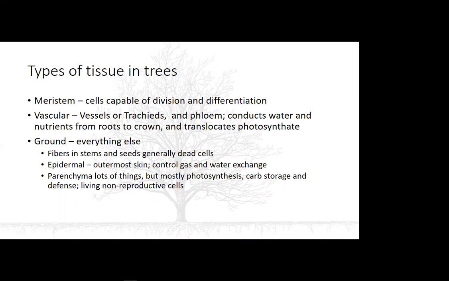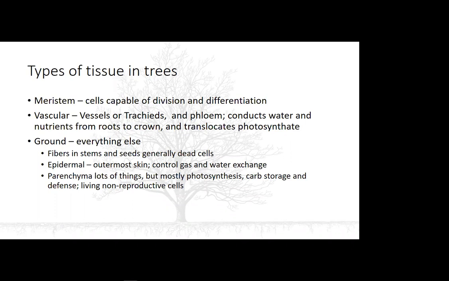The last type of ground tissue is the parenchyma. And the parenchyma is very important. It does lots of things. The main things that it does for the tree is this is where photosynthesis takes place. This is where carb storage, that is energy in the form of starches, takes place. And the parenchyma cells are the ones that produce all of the toxins that defend the tree.